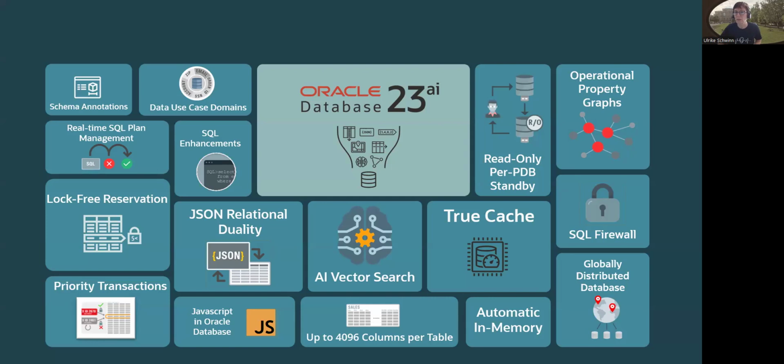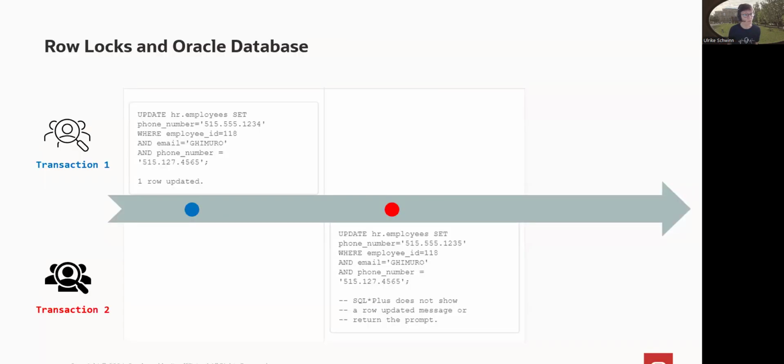Oracle Database 23 AI introduced many features to enhance our converged database strategy, such as JSON relational duality views or the new AI vector search functionality, but also functions and operations to simplify, let's say, issuing a SQL or operating with the database. I'd like to focus in this presentation on the nice feature priority transaction and explain it in the next session. So let's go first back to row locks in Oracle Database.